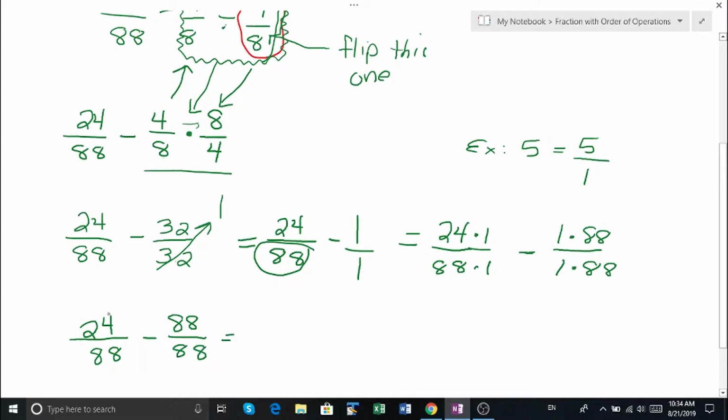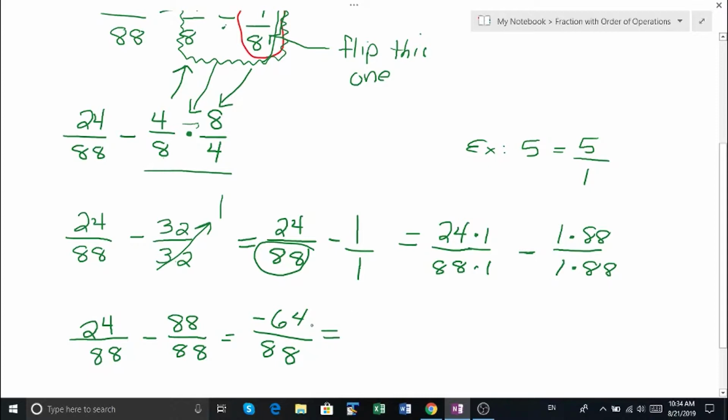And at this point, since we have matching denominators, we can just subtract the numerators. So 24 minus 88 is negative 64 over 88. But this is not in simplest form. We can reduce it. The easiest way to reduce, if you see they're both even numbers, is to just start dividing by 2 until you can't anymore.